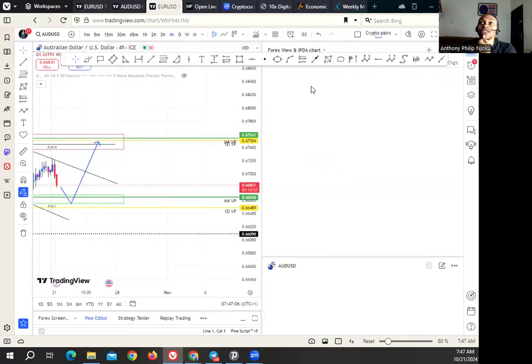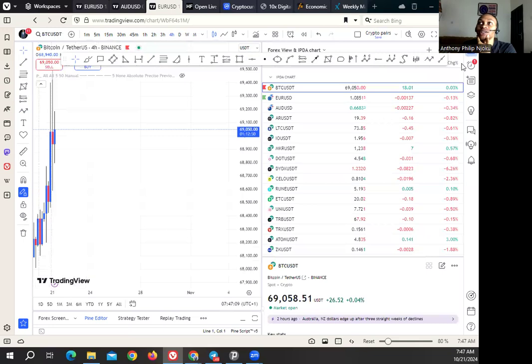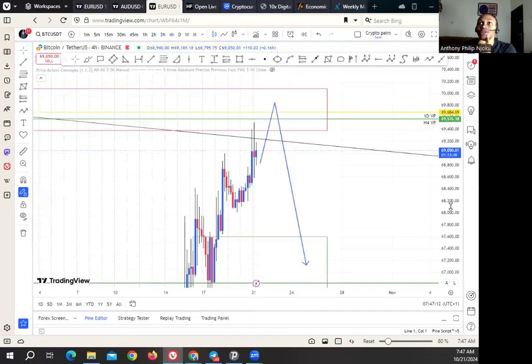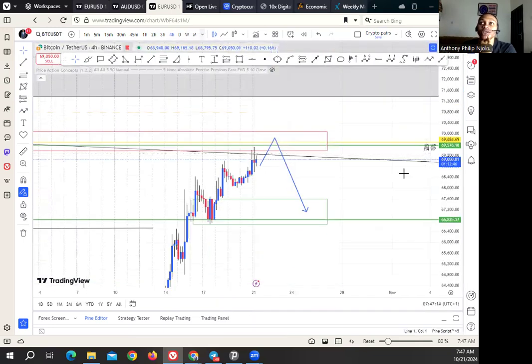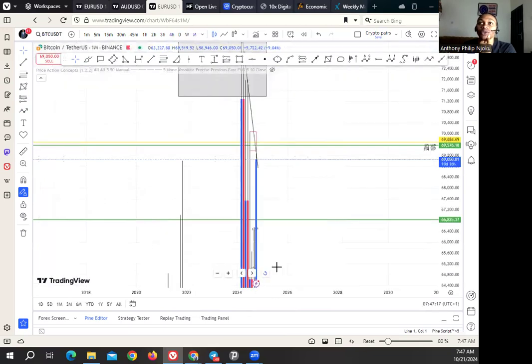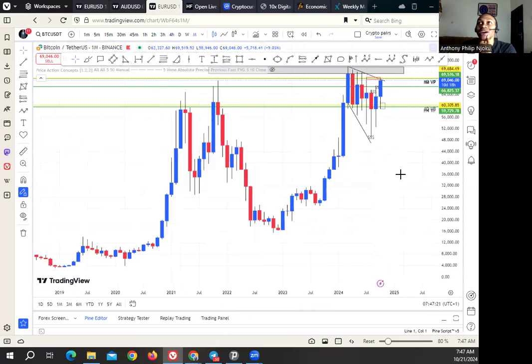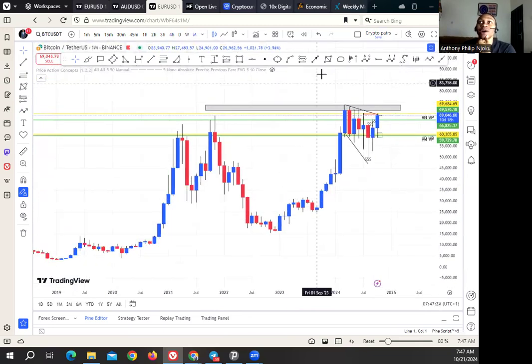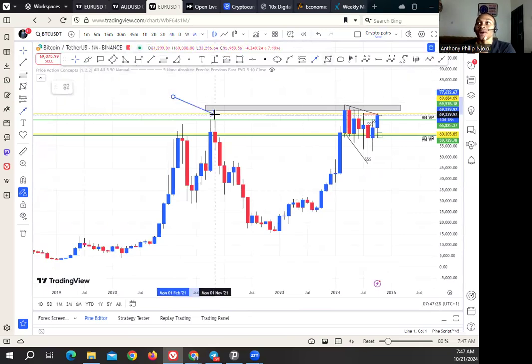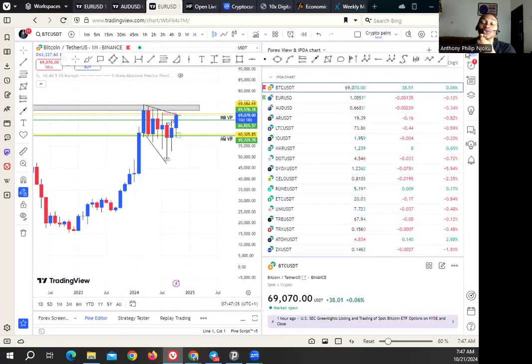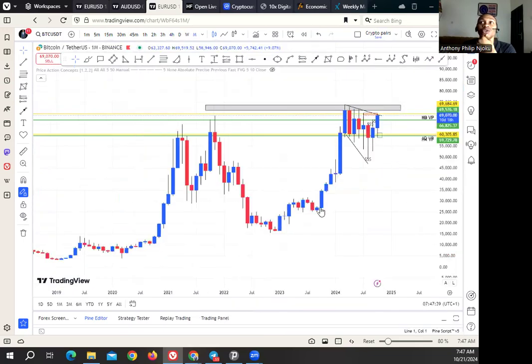Then the last on the list is BTC USD. For BTC USD, let's start from the monthly time frame. On the monthly time frame of BTC USD, we see that the market has surpassed the all-time high. Currently, as this live stream is going on, this is the all-time high of BTC USD as of November 2021, which was around $69,000 per Bitcoin.